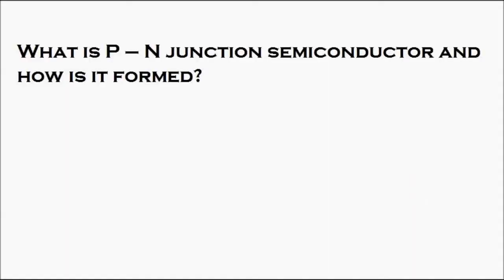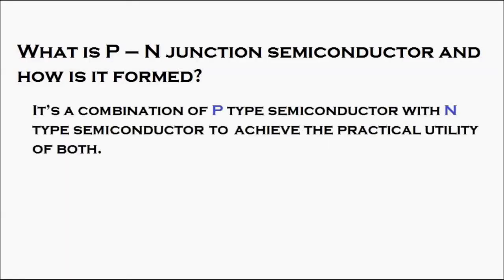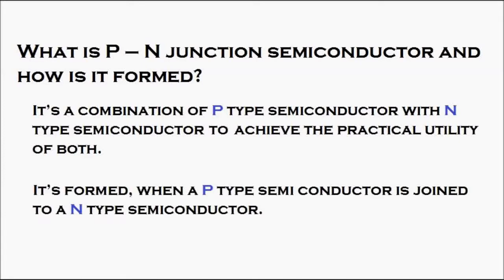What is a PN junction semiconductor and how is it formed? It is a combination of P-type semiconductor with N-type semiconductor to achieve the practical utility of both. It's formed when a P-type semiconductor is joined to an N-type semiconductor. Now with the help of this animation, let's see how the P-type and N-type semiconductors work.